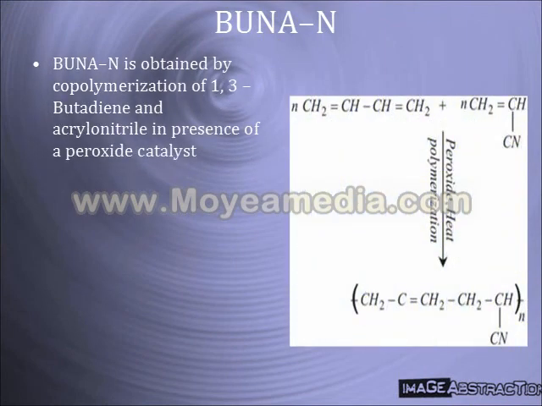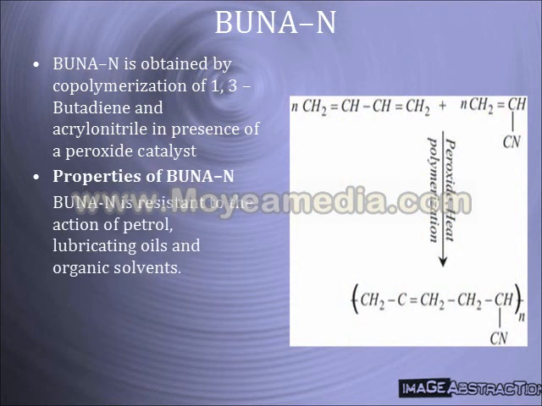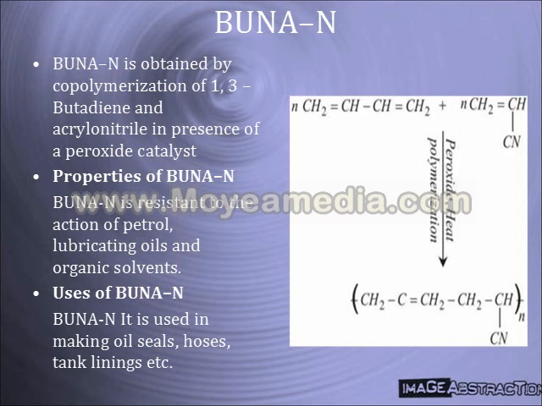The third one is buna N. Buna N is obtained by copolymerization of 1,3-butadiene and acrylonitrile in the presence of a peroxide catalyst. The reaction of formation of buna N is shown in the figure. Buna N has a property that it is resistant to the action of petrol, lubricating oils, and organic solvents. So we use buna N in the making of oil seals, hoses, tank linings, etc.